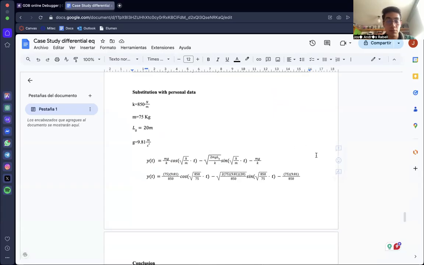And the further we can go is substituting our data. My mass is 75 kilograms, so I put all my data here, and we can just substitute, but we can't go any further because the function depends on time. But yeah, this is it.